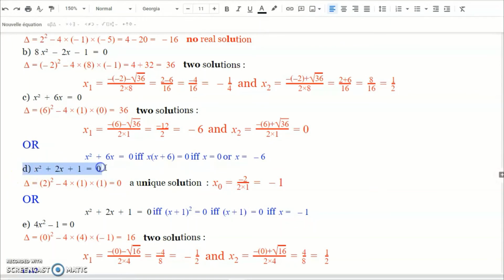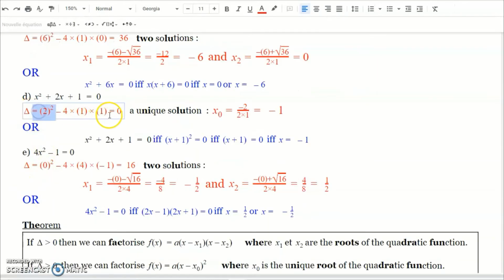D, x squared plus 2x plus 1 is equal to 0. Delta is equal to 0. So we have a unique solution. x0 is equal to -1. We can find the same result by using the identity here. x plus 1 squared is equal to 0 if and only if x is equal to -1. Same solution.